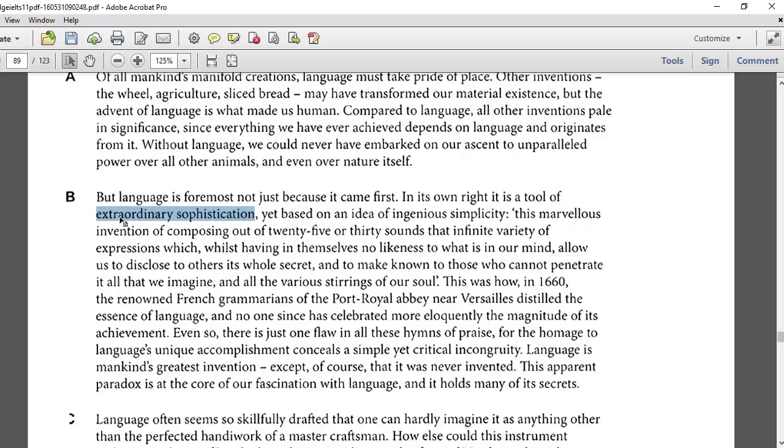So the first sentence here, it says extraordinary sophistication, ingenious simplicity. So it's sophisticated and simple. This marvelous invention of composing 25 or 30 sounds, that infinite variety of expressions. So you read the first couple of sentences carefully, and then you scan the rest of the paragraph. Okay?